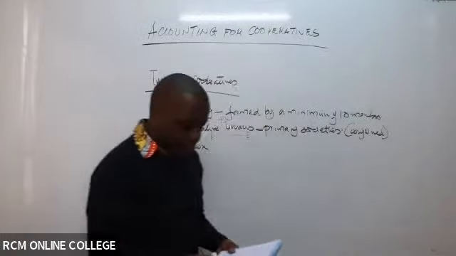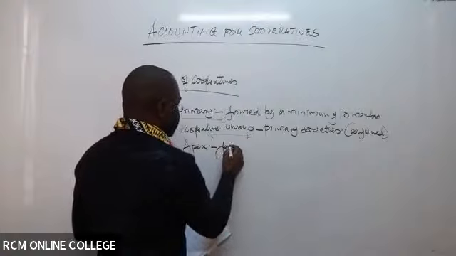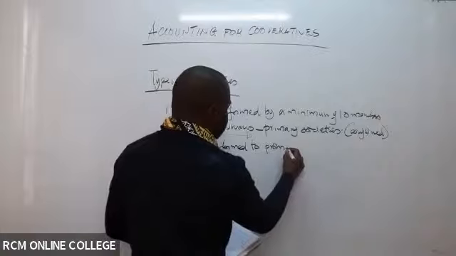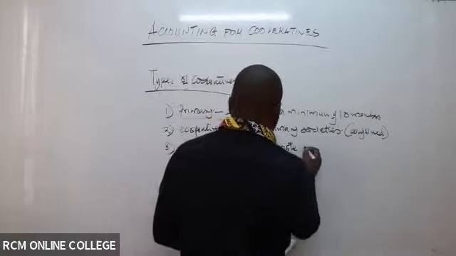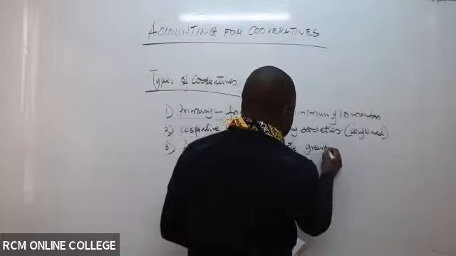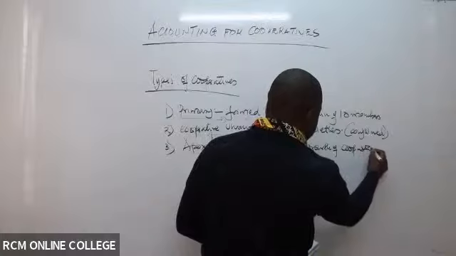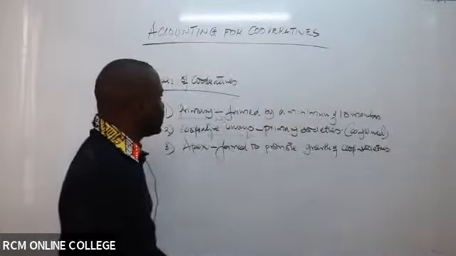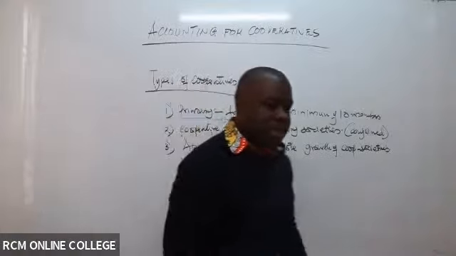Then we have apex. They are formed to promote the growth of the cooperative societies. So these are some of the types of cooperative societies we can have.